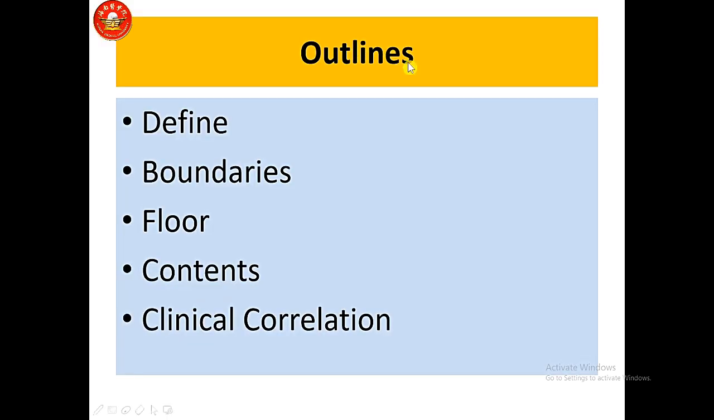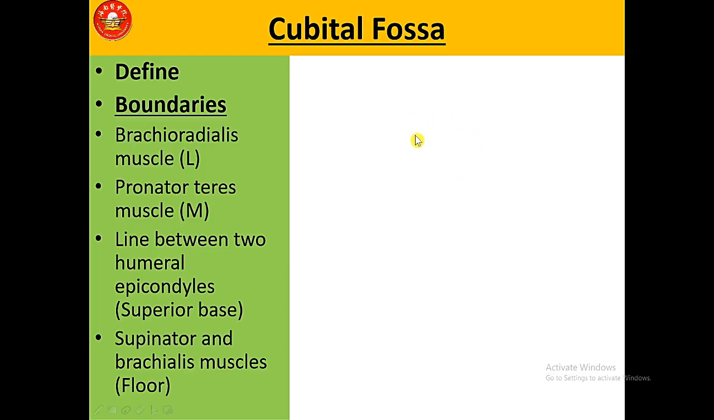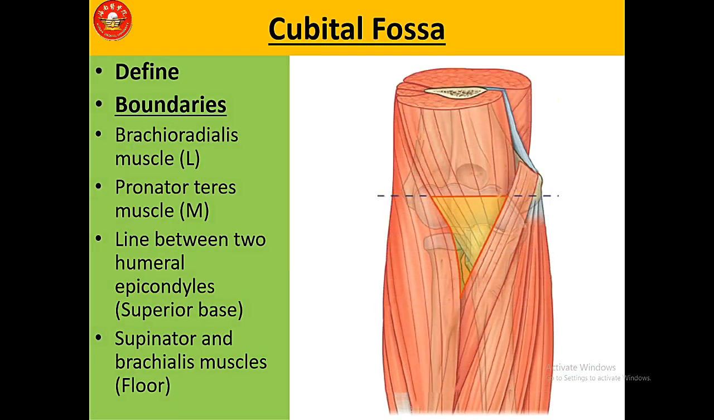So let's begin here. We go to the outlines. We will talk about its definition, the boundaries, the floor, and also the superficial structures, the content, and the clinical correlation of it. So when we're talking about the definition, it's a triangular depression in front of the elbow, and it is a second transition area, letting the content pass through there.